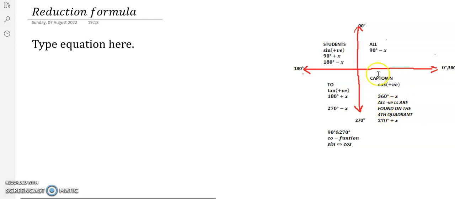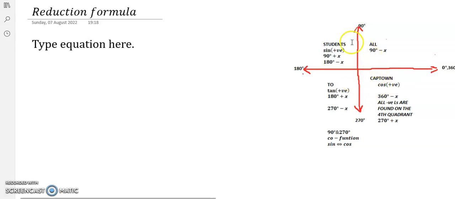Remember? Okay guys, to recall this, we do it like this: All Students To Cape Town. All stands for all trig ratios are positive on the first quadrant. However, on the second quadrant, only sine is positive. T stands for tangent. Tangent is positive on the third quadrant. And on the fourth quadrant, only cos is positive.